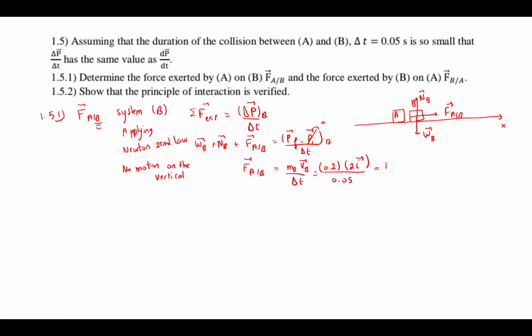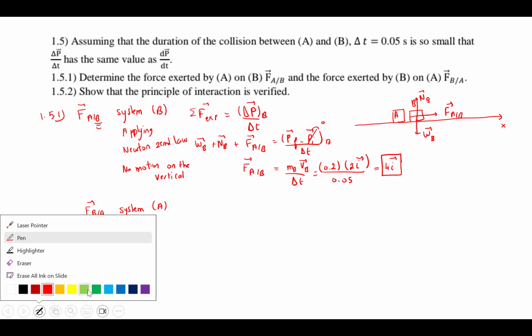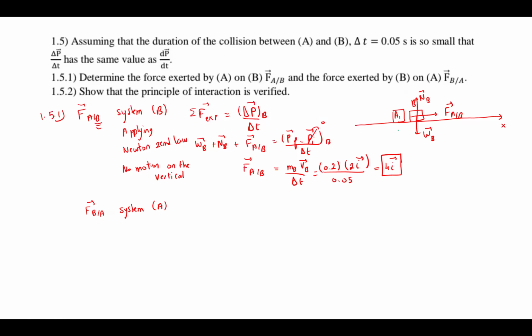Then this will be the force done by A on B. Now we continue. We have to find the force done by B on A. So we're studying the system A now. So let's represent the forces. What do we have as forces? We have WA, we have NA also, and the force done by B on A.